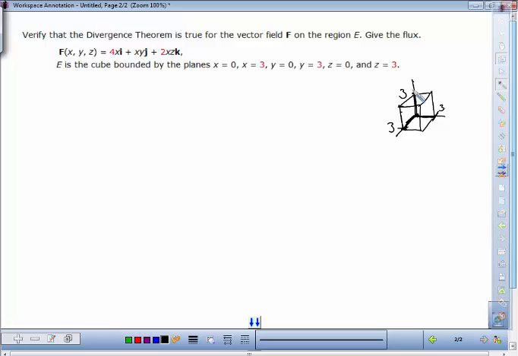Okay, so now as a flux integral, we need to look at this as 6 different surfaces. So already our problem got difficult. So already we're dealing with surfaces. So let's take a look at the surfaces. Let's start with what I think might be the easy surfaces.